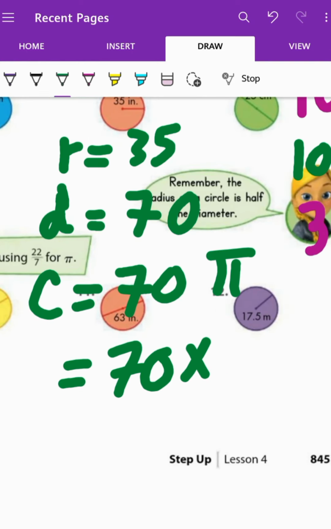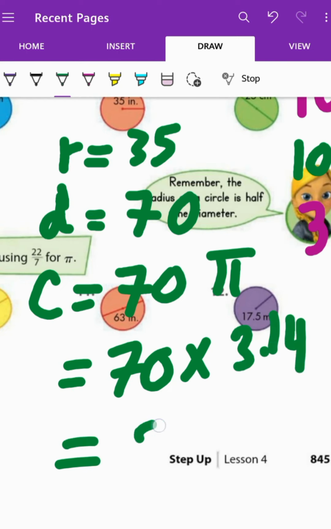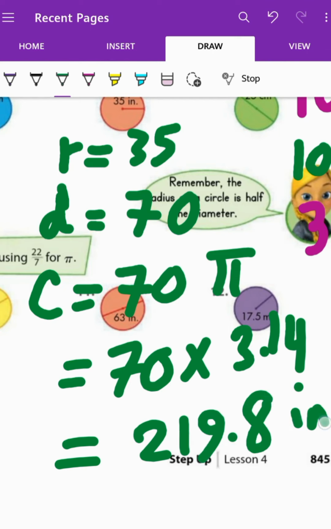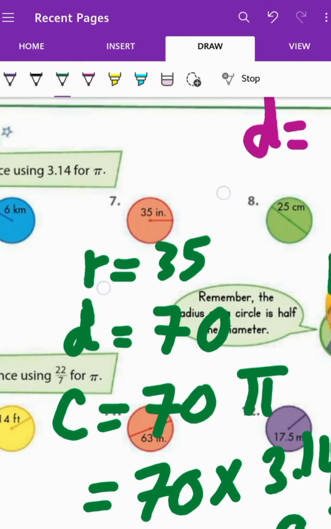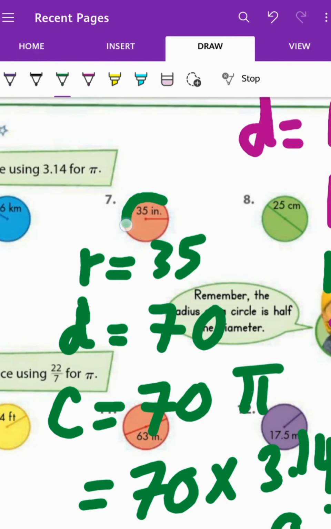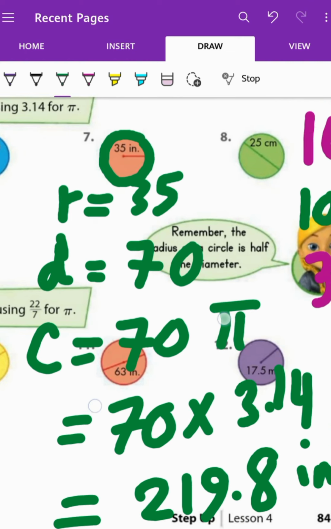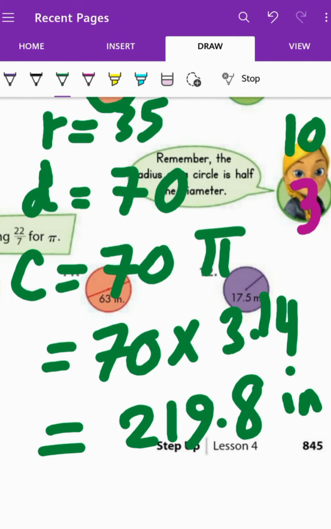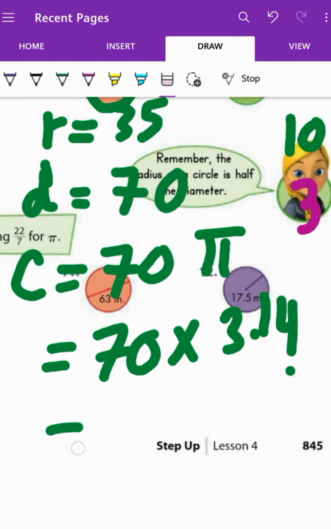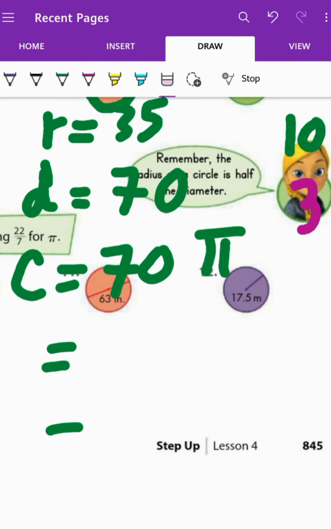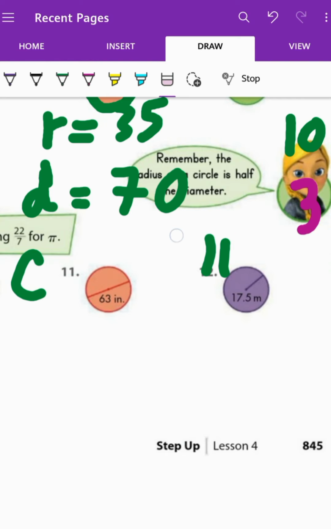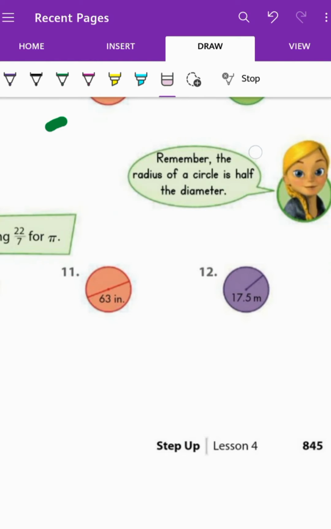Which equals 219.8. And what is the unit? It is inch. That means the length around the circle is 219 inches. Is it big? It is not big. The inch is like the length of a thumb. 219 inches is not big like the kilometer or the meter or yard or mile.